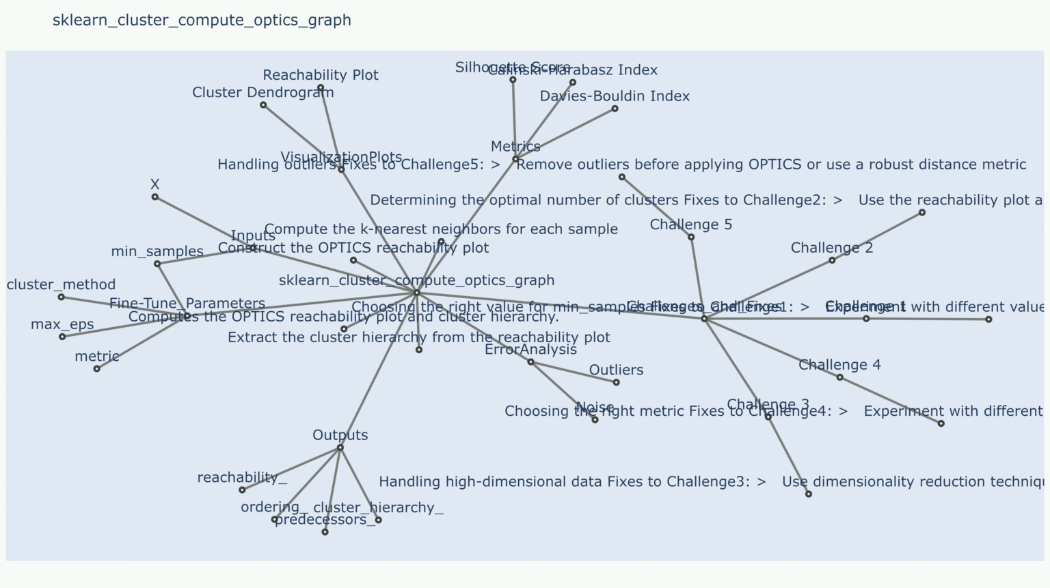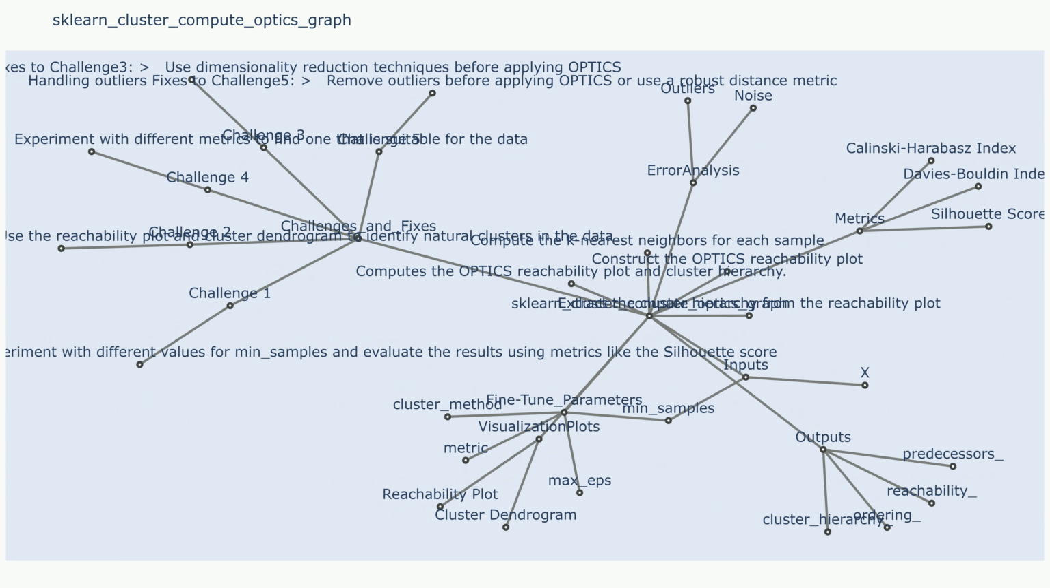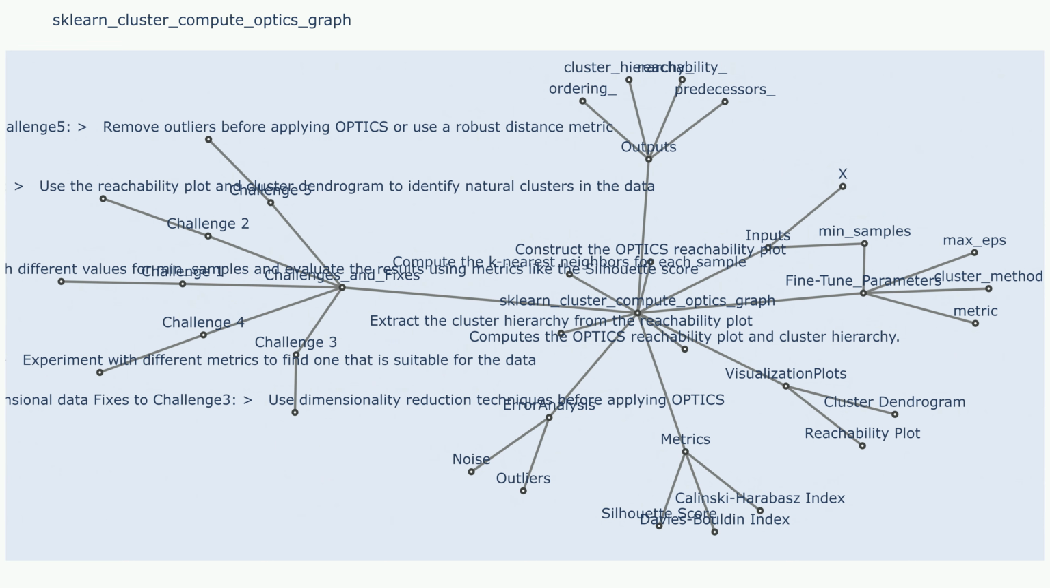Metrics. Reachability distance measures the distance from a given point to its closest point that is already part of the cluster. Core distance measures the distance from a point to its kth nearest neighbor, where k is the min_samples parameter. Visualization plots. Reachability plot. A visualization of the reachability distances, highlighting the cluster structure and density variations. Cluster dendrogram. A hierarchical representation of the clusters identified by OPTICS, providing insights into the nested structure of clusters.